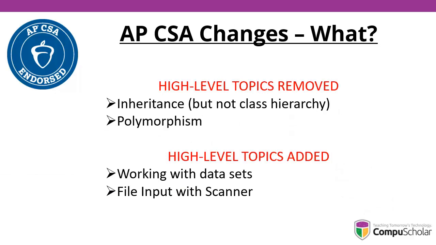So at a very high level, there were a couple of topics that were removed and a couple of topics that were added. The topics that were removed were inheritance and polymorphism. So those two subjects will no longer be tested by and large within the course and exam description. There is still some sense of a class hierarchy, so students will need to understand that objects can inherit traits and that sort of thing, but it's very, very lightweight, and students will not be creating their own classes to demonstrate inheritance and polymorphism. The topics that were added include working with data sets.